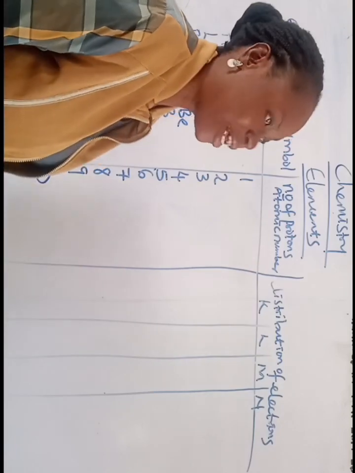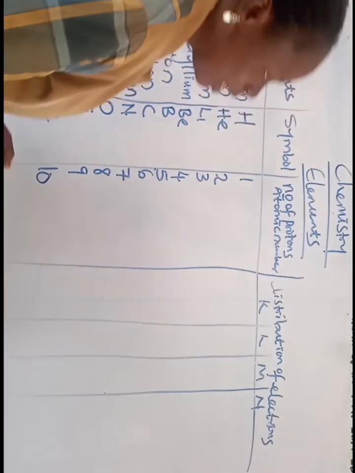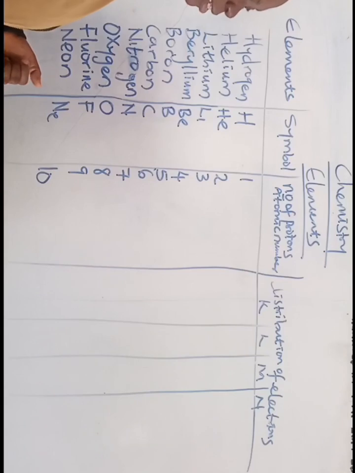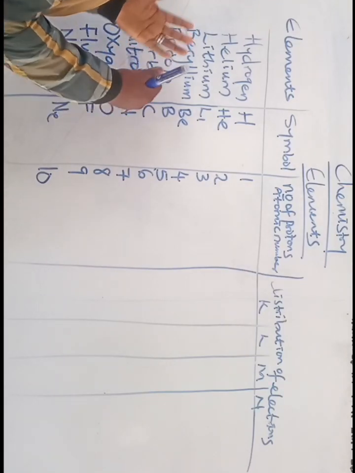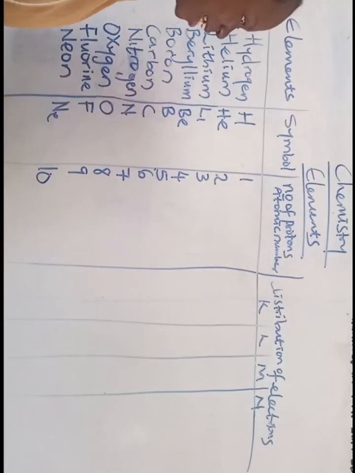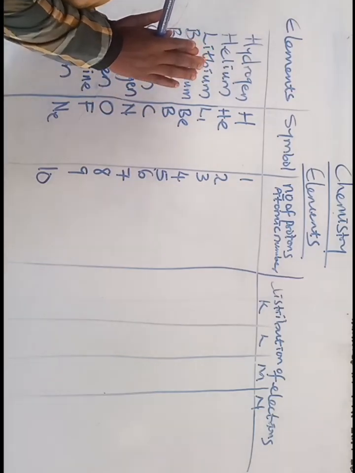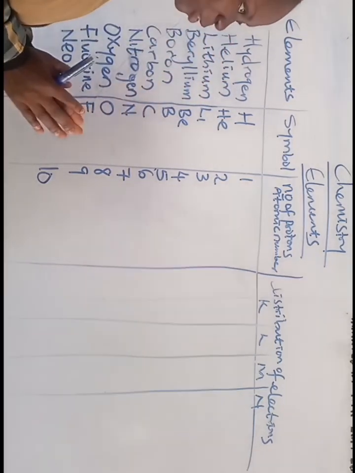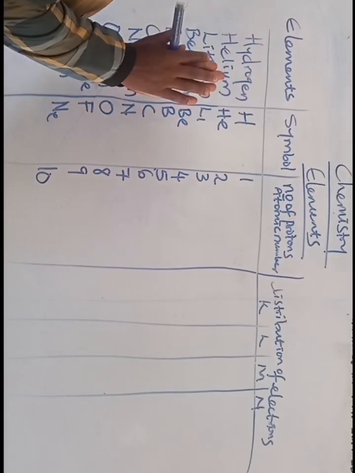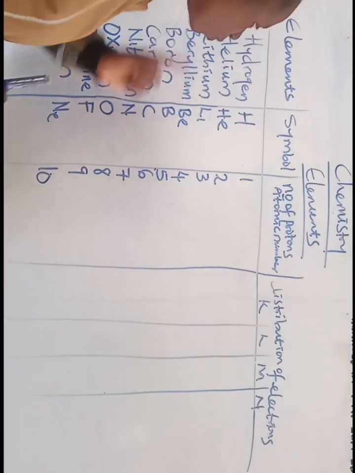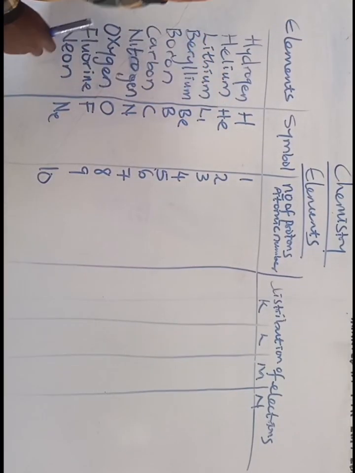Because some students will ask me, how did you arrive at this? Oh, we find these on our periodic table, and these have been proven to be true and tested. So it's now a kind of confirmation of some of these elements. So hydrogen is having the atomic number of 1 on the periodic table, helium is 2, respectively, like that.